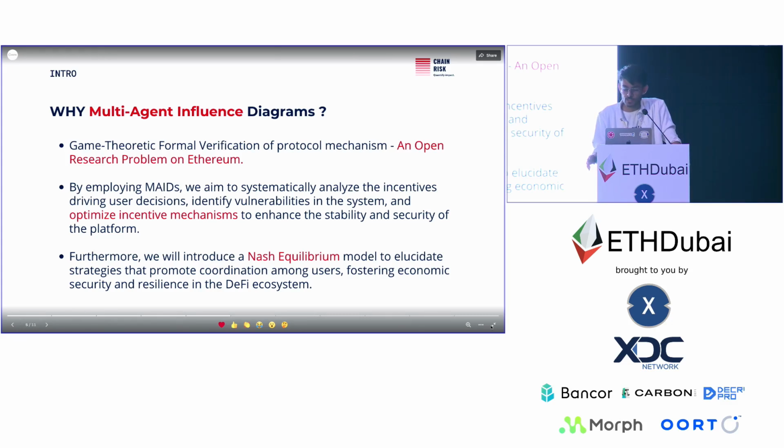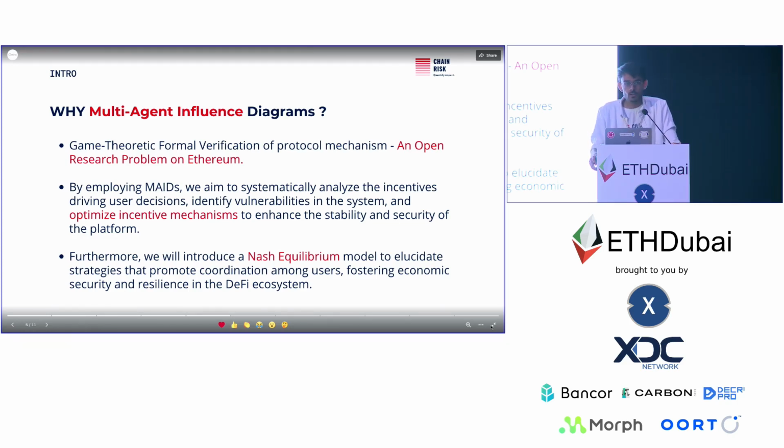There's an open research problem statement right now on Ethereum, which is about the formal verification of the game theoretic mechanisms which are there in DeFi protocols. It's an open research problem which has not yet been solved. The second is, you really have a lot of incentive mechanisms in these DeFi protocols. How do you optimize those incentive mechanisms so that any agent interacting with the DeFi protocol, agent meaning users or liquidators or arbitrageurs, is playing an equal game, which means a rational and honest game throughout whatever transactions they make?